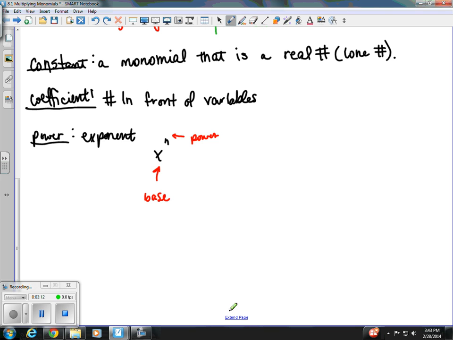I kind of refreshed our memory. x is our base because it's the big number. n is our power because it's the little one. And still refreshing our memories about what powers are, if I have 2 to the third power, that means it's 2 times 2 times 2. So 2 times 2 is 4, 4 times 2 is 8.